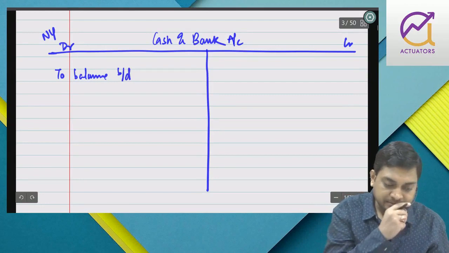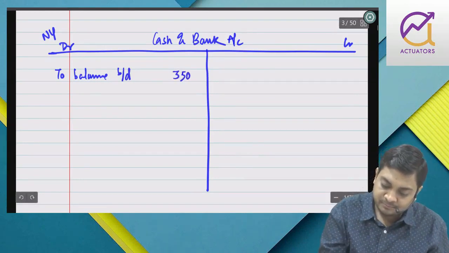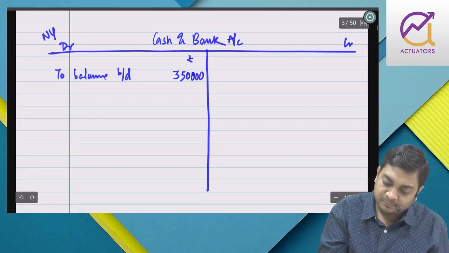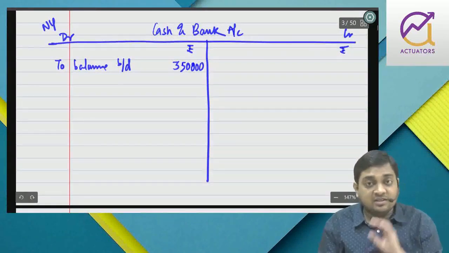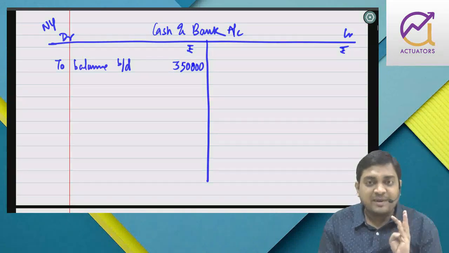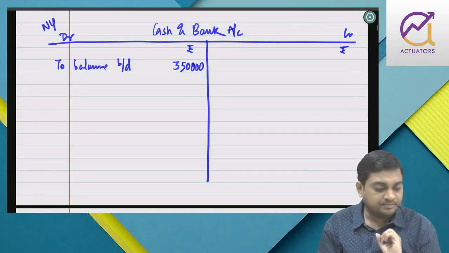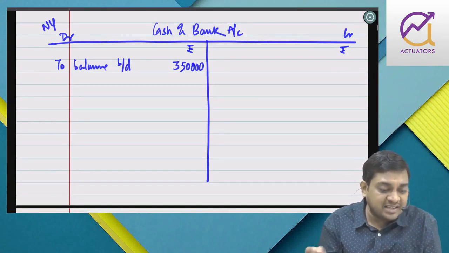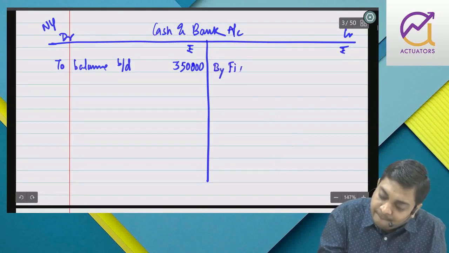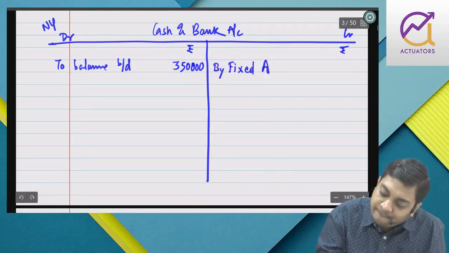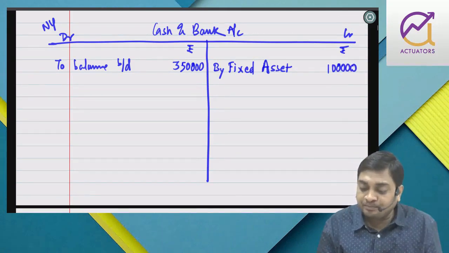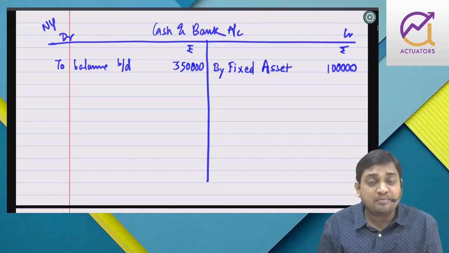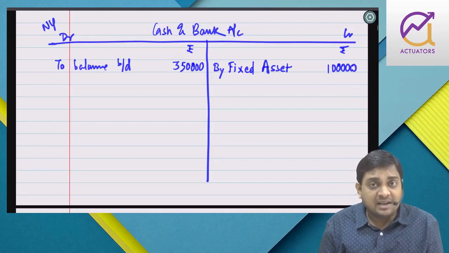So what is the opening balance? 3,50,000. Now tell me what transactions might have taken place. Just move slowly. With respect to capital, there is no further capital, no drawings. Fine. With respect to fixed asset, there is purchase of 1 lakh. Right? Depreciation is non-cash. With respect to goods, there is payment to creditor, collection from debtor, and payment of expenses.